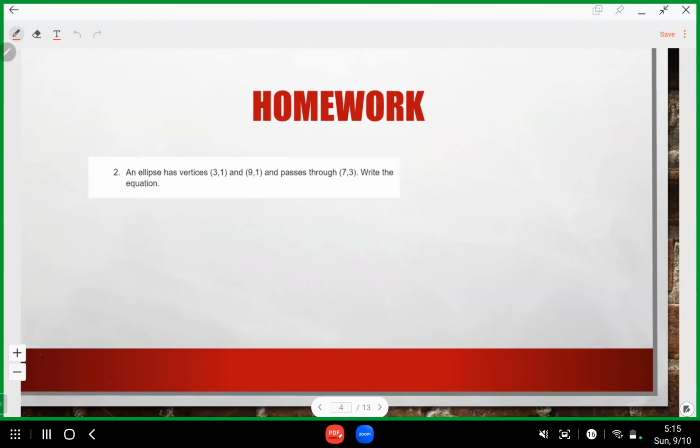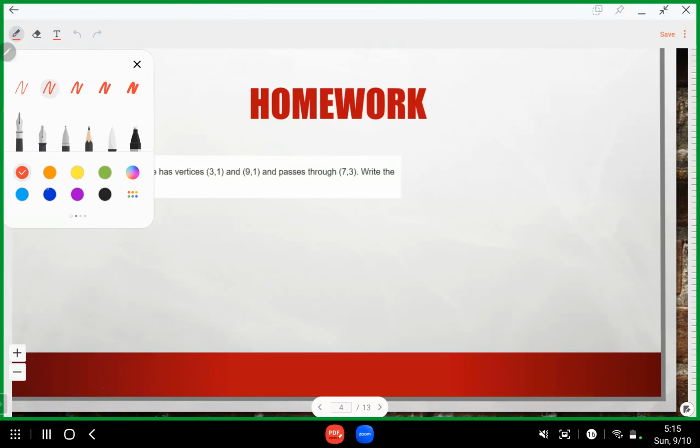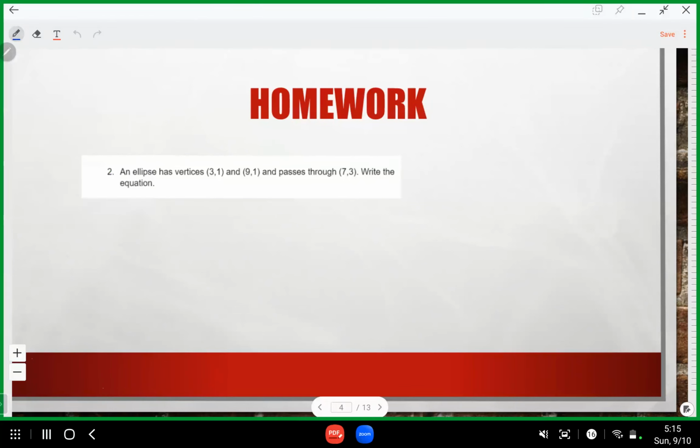So let's do this next problem here. An ellipse has vertices (3, 1) and (9, 1), and passes through (7, 3). Write the equation. This is a very similar problem, right? It shouldn't be too hard. I'll give you a couple minutes if you haven't done it yet. If you have done it, please put your answer in the chat.